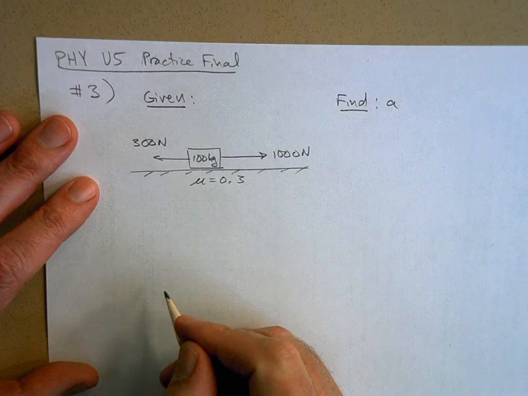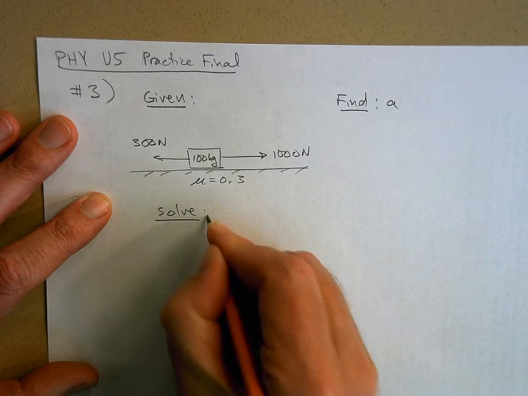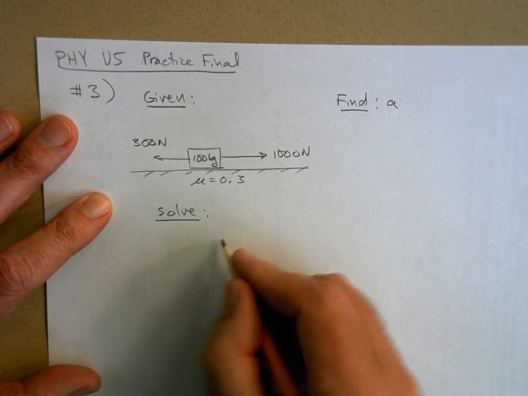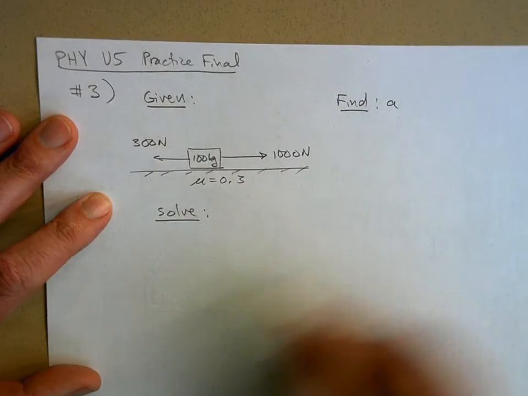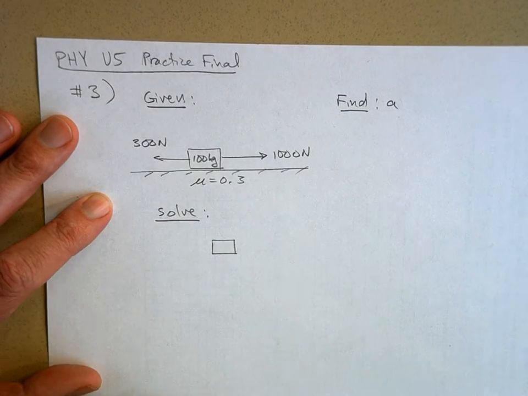We want to find the acceleration. So let's solve it. So I'm going to draw a free body diagram. I'm going to use the procedure. This is step 1. Step 2, draw the free body diagram.